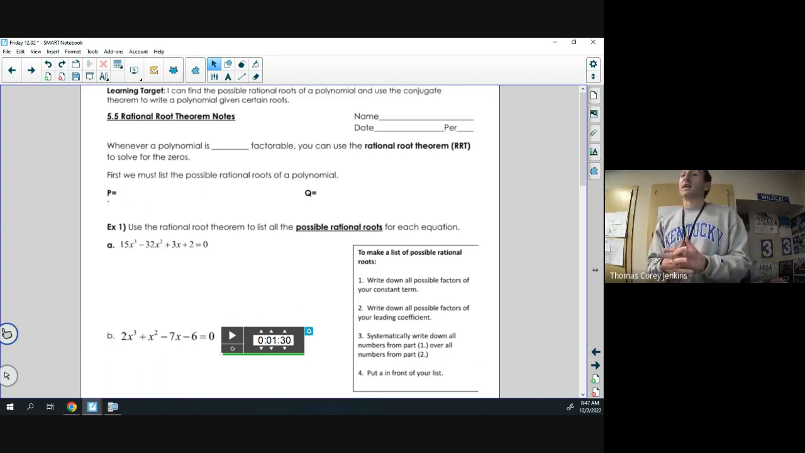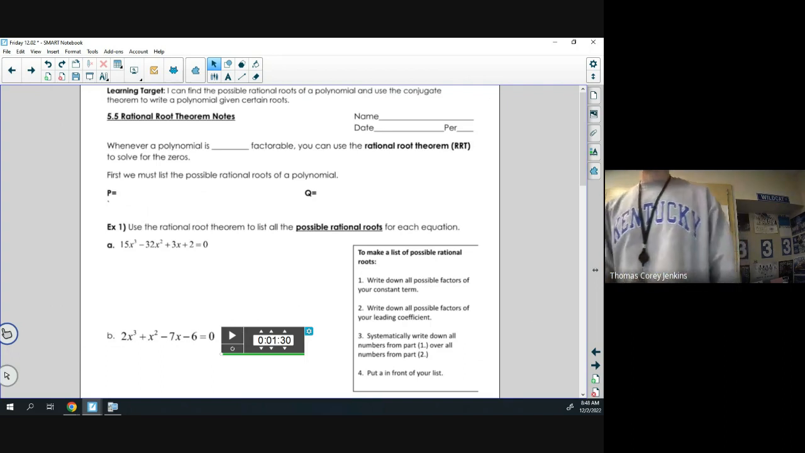All right, so then our learning target is I can find the possible rational roots of a polynomial. So that'll be example 1. And then use the conjugate root theorem to basically produce a polynomial given its roots. And we've done problems similar to that, but with rational number roots. We're going to be dealing with uglier roots today.